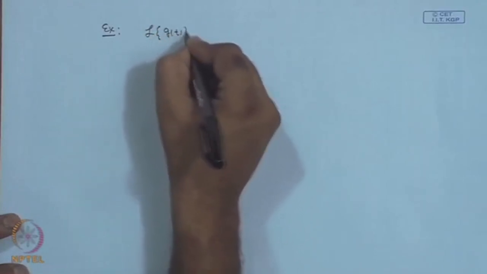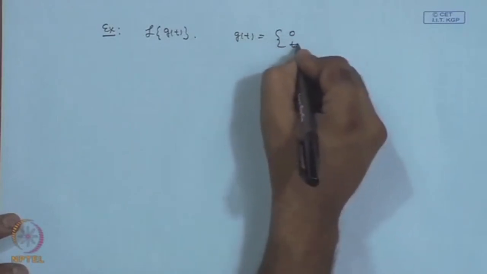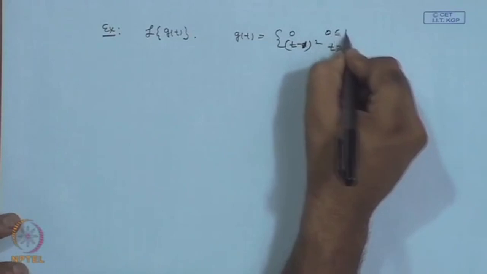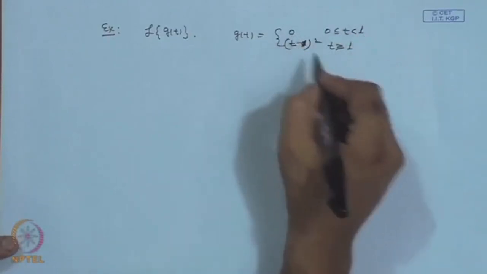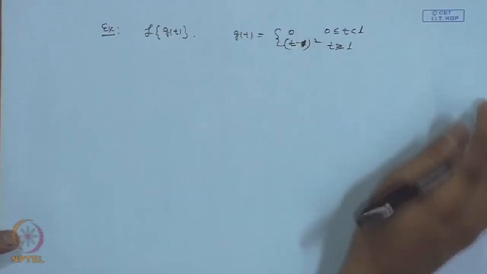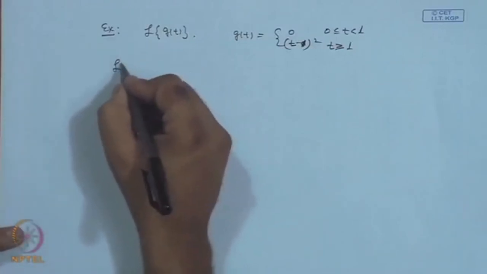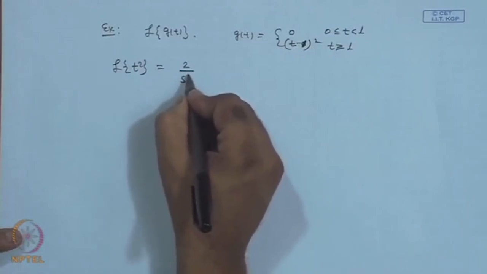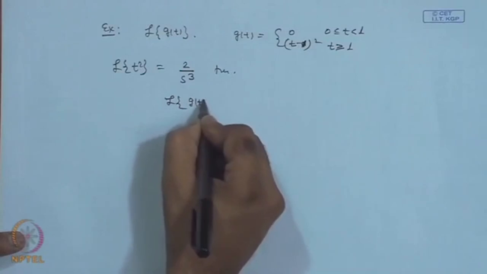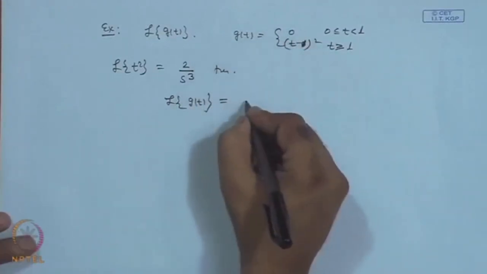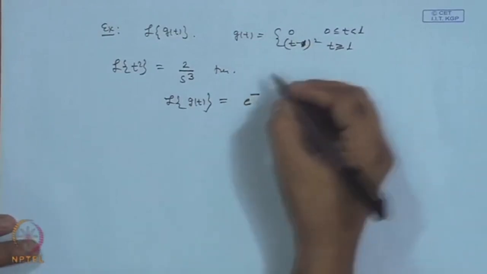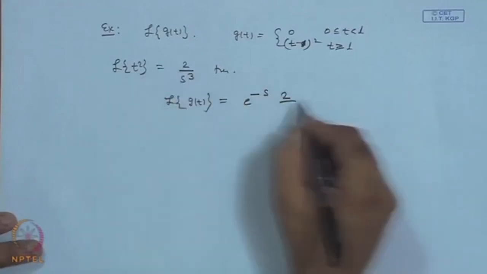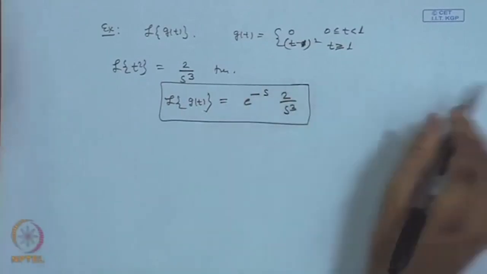So, one example for this: find Laplace transform of g(t) where g(t) is 0 between 0 and 1, and g(t) is (t minus 1) whole square for t greater than or equal to 1. So, we can directly apply the shifting theorem now. So, first we need to get the Laplace of t square, and that we know is 2 over s cube, and then the Laplace of this g(t), which is a shift here now, by this formula we have e to the power minus a s, and a is 1 here. So, we have e to the power minus s and the Laplace transform of t square, that is 2 over s cube.